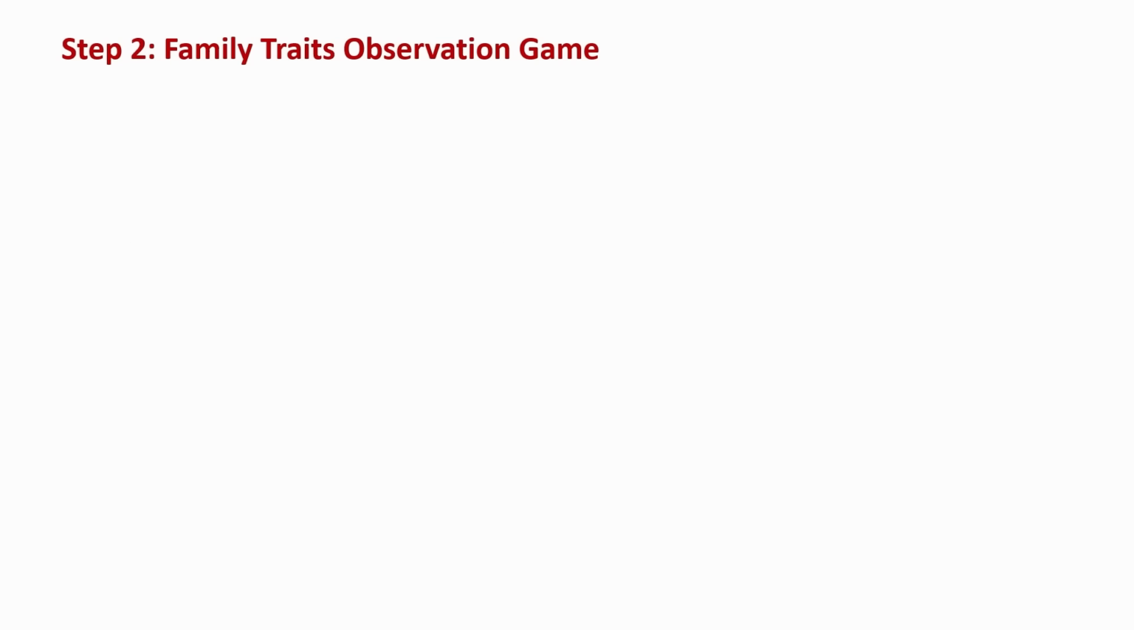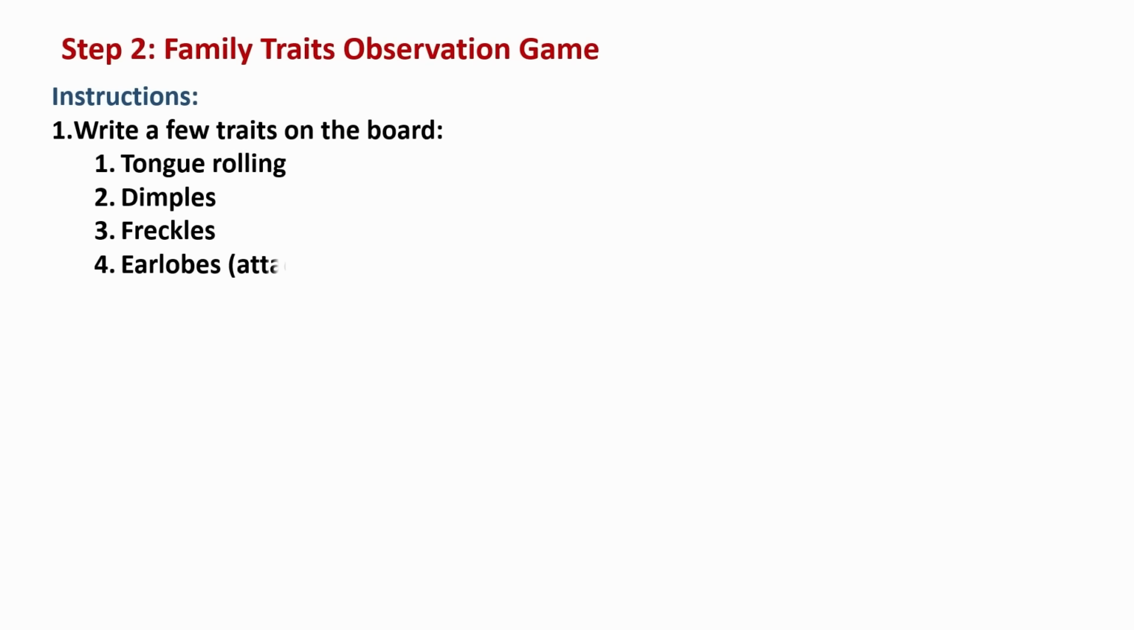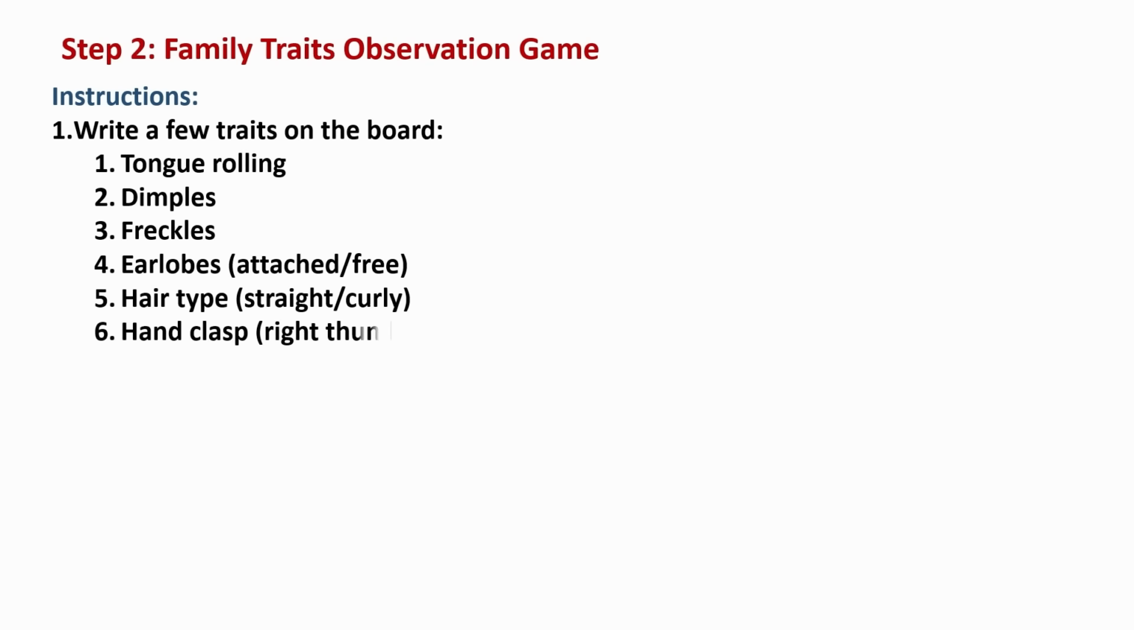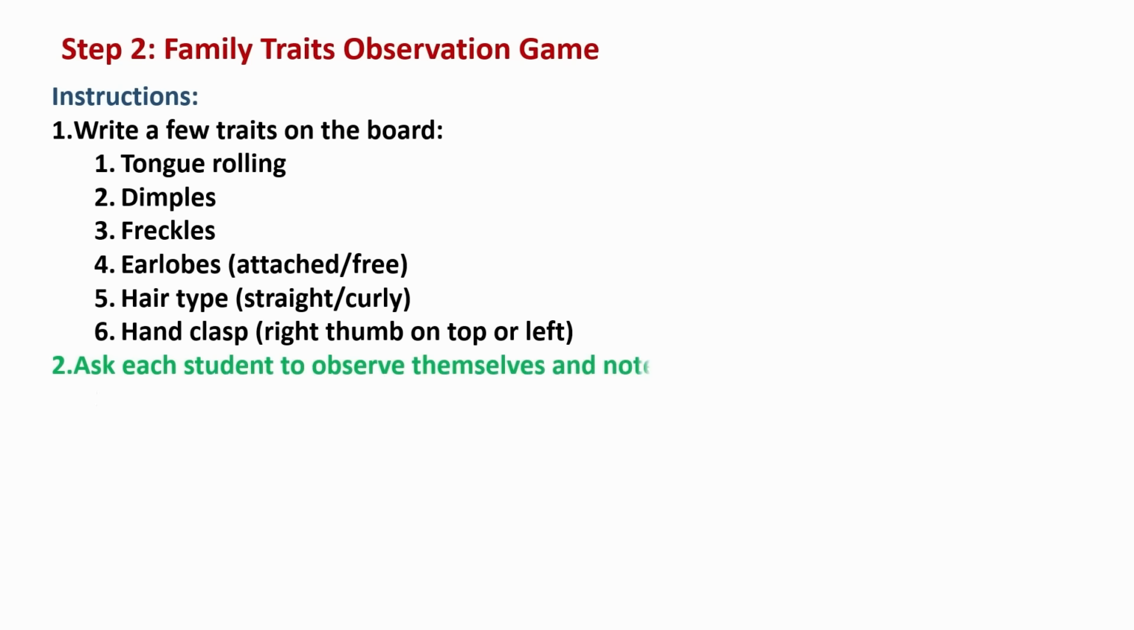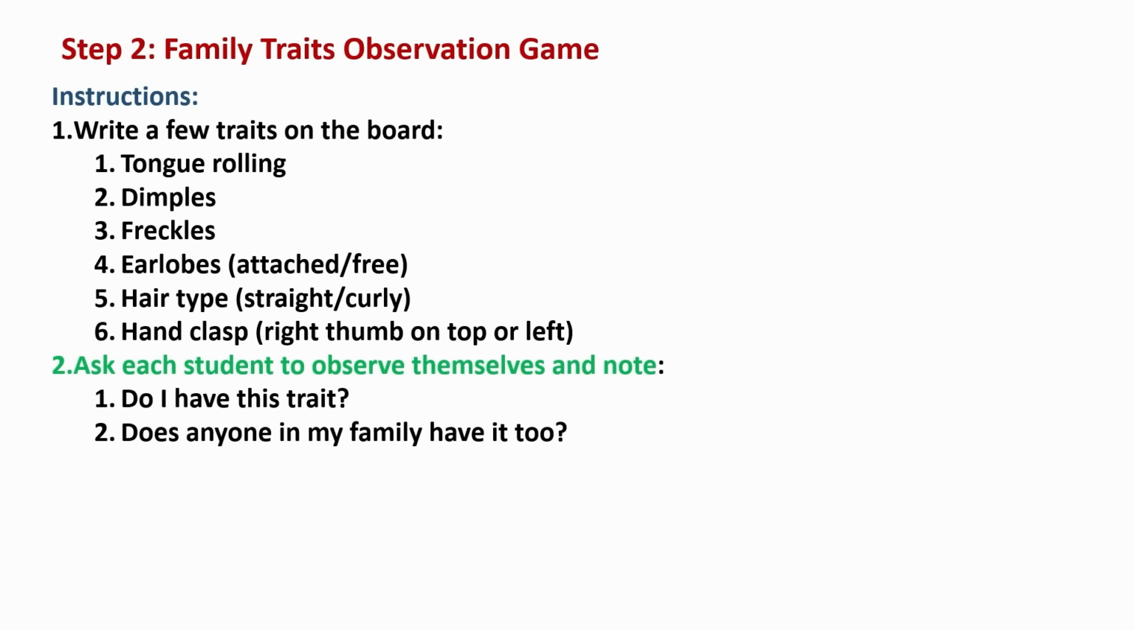Then, I will start the family traits observation game by giving some instructions. I write a few traits on the board, like tongue rolling, dimples, freckles, earlobes attached or free, hair type straight or curly, hand clasp right thumb on top or left, and I will ask each student to observe themselves and note, do I have this trait? Does anyone in my family have it too?